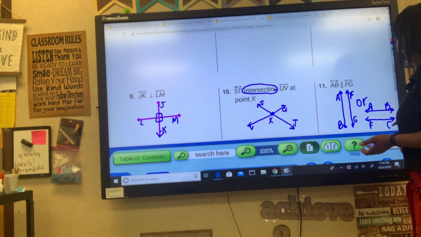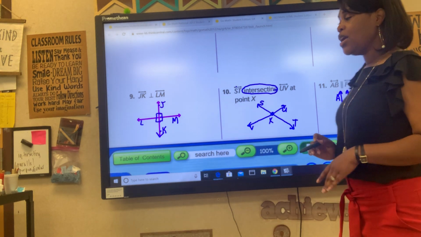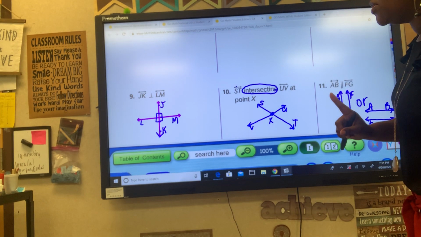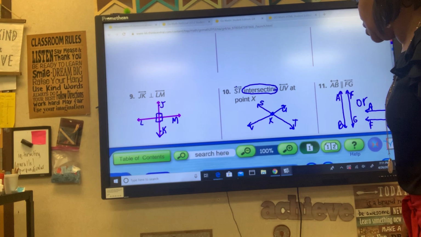Miss Pittman, slow down. Okay, because I'm getting excited. So I think you have the parallel lines. It's the intersecting and perpendicular, but we'll practice again.